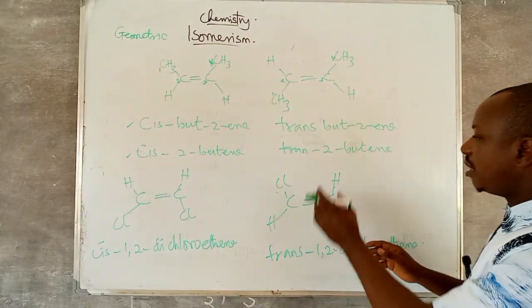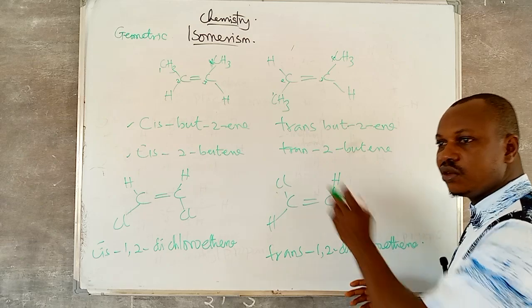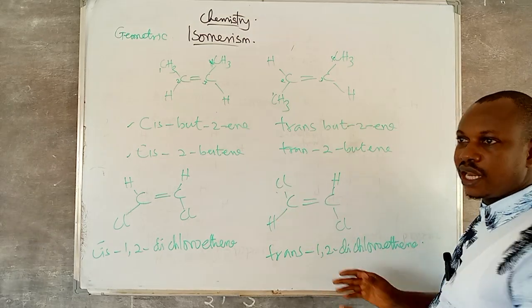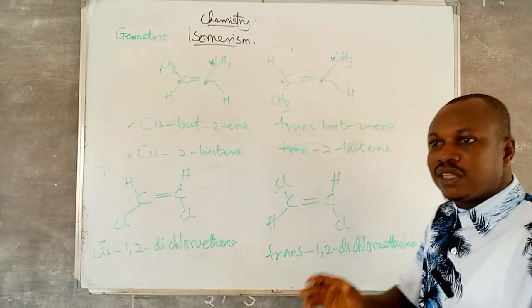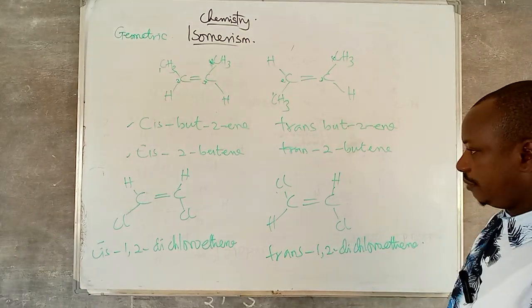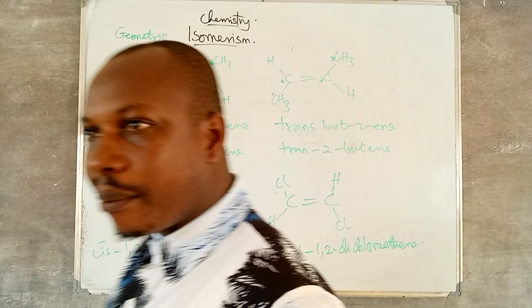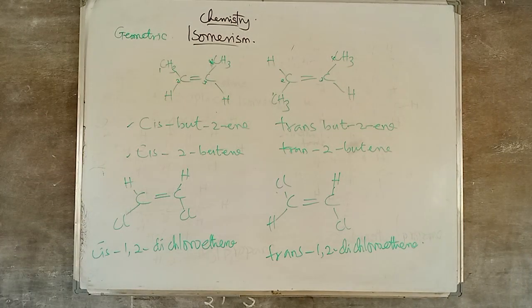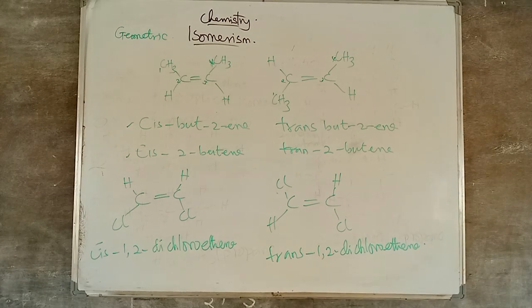The same thing with this. The chlorine groups are now in opposite directions. They are not in the same direction. So that is why we have trans-1,2-dichloroethene. This is all about trans and cis isomers. In any which way they put the drawing, or they can as well put the name and ask you to draw, I believe you can do that comfortably. Let's check optical isomerism.